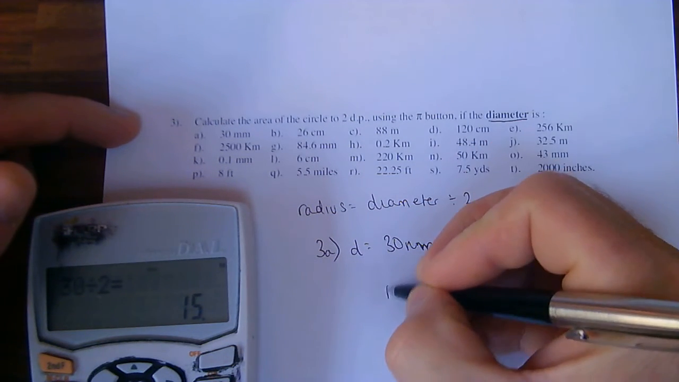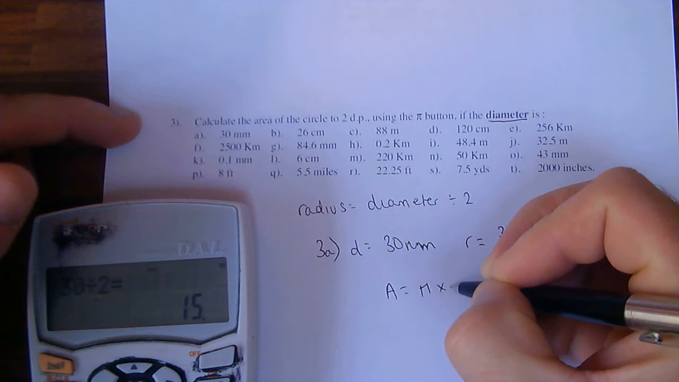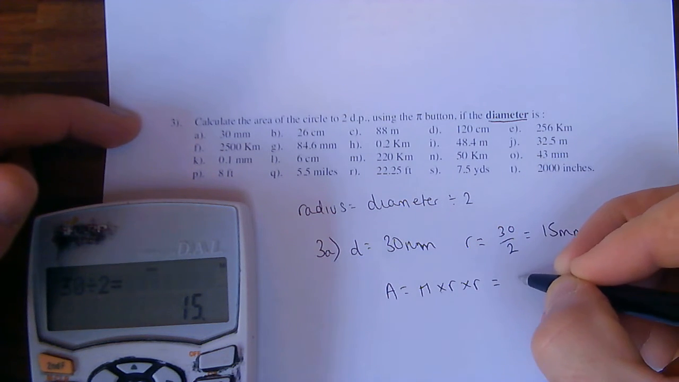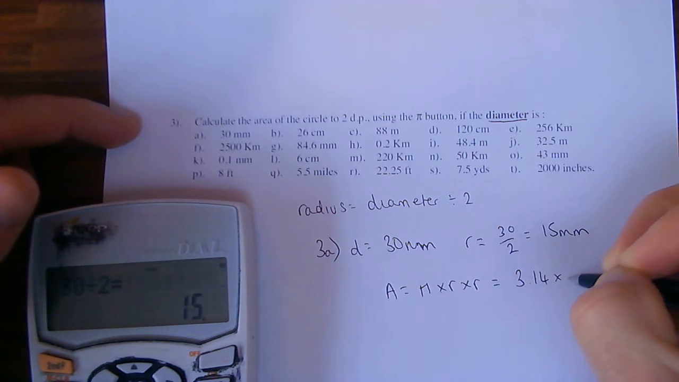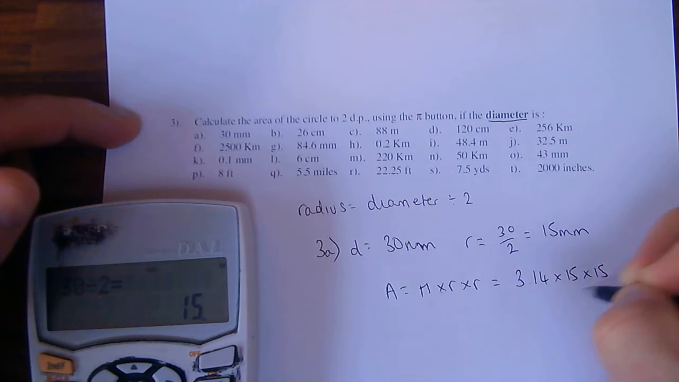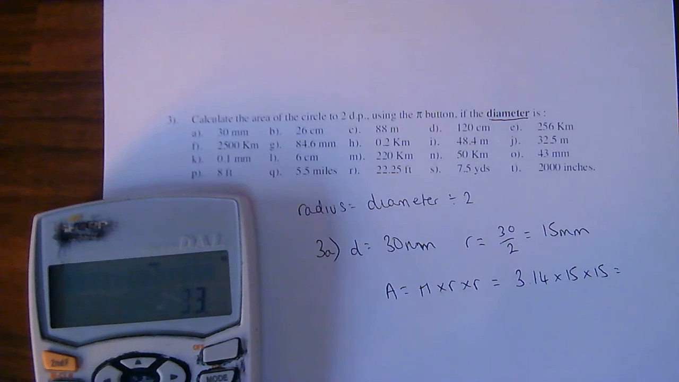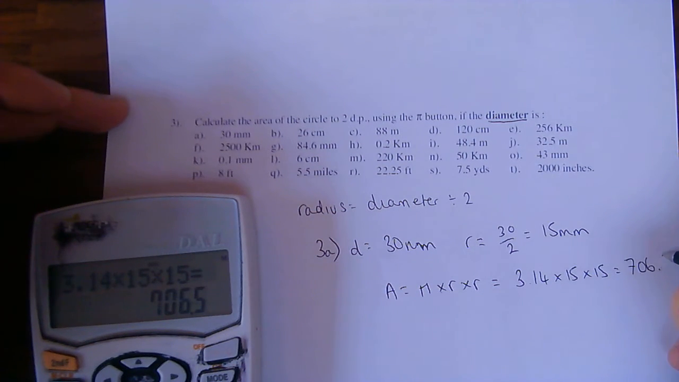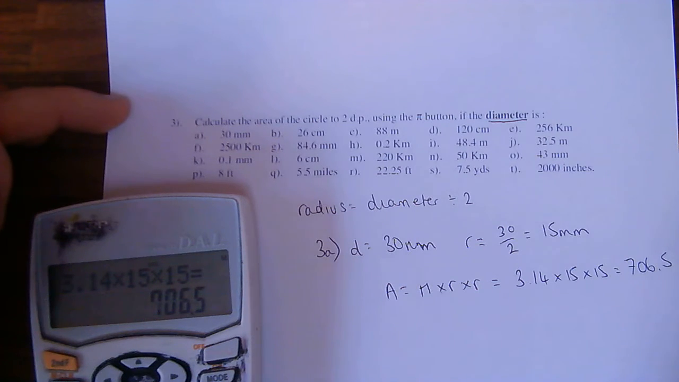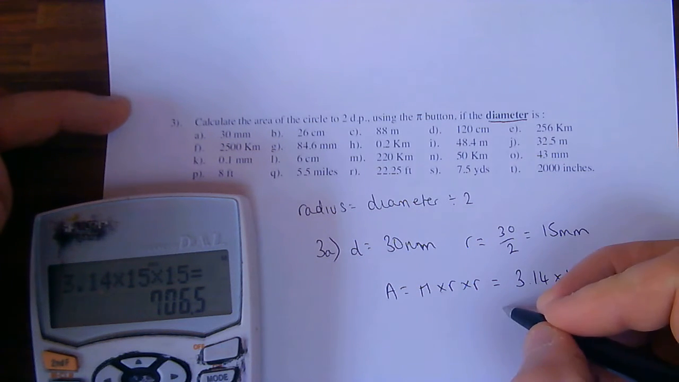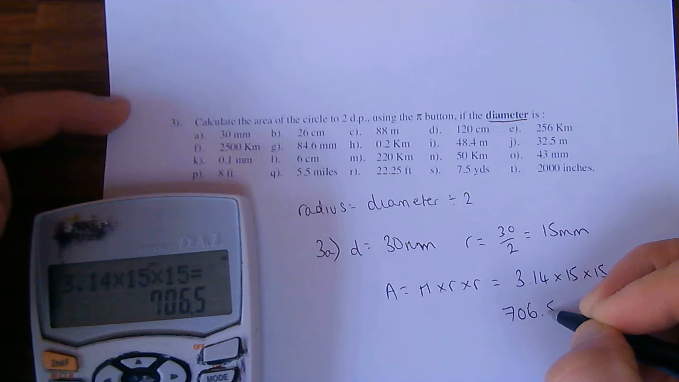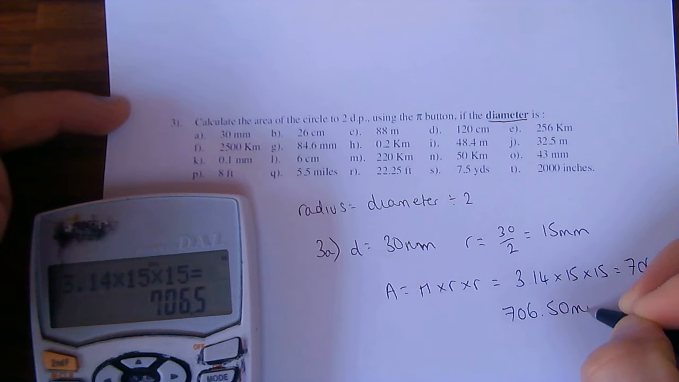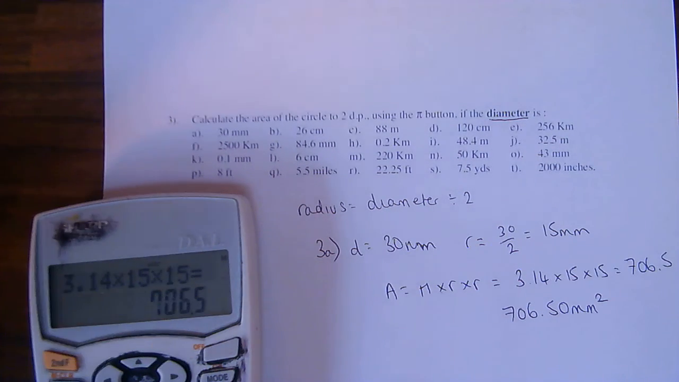Then I can use my formula. A equals pi times the radius squared. So that's 3.14 times 15 times 15. I put that into my calculator, 3.14 times 15 times 15, and I get 706.5. Making sure that I write it with my 2 decimal places, I get 706.50. Don't forget my units, millimeters squared.